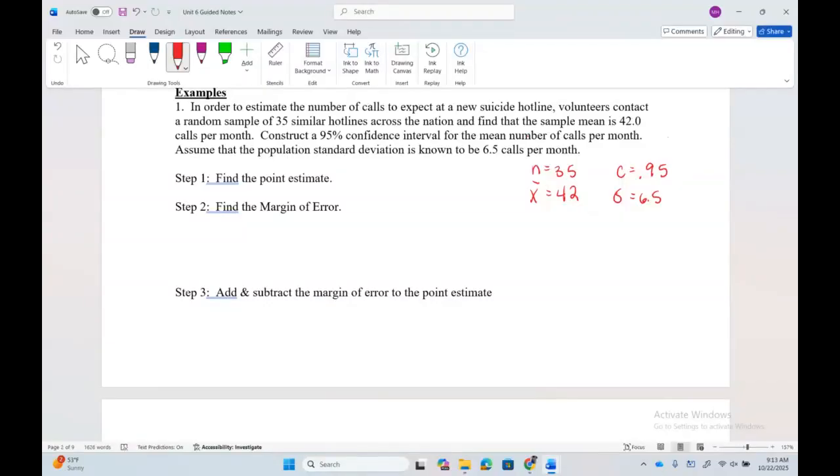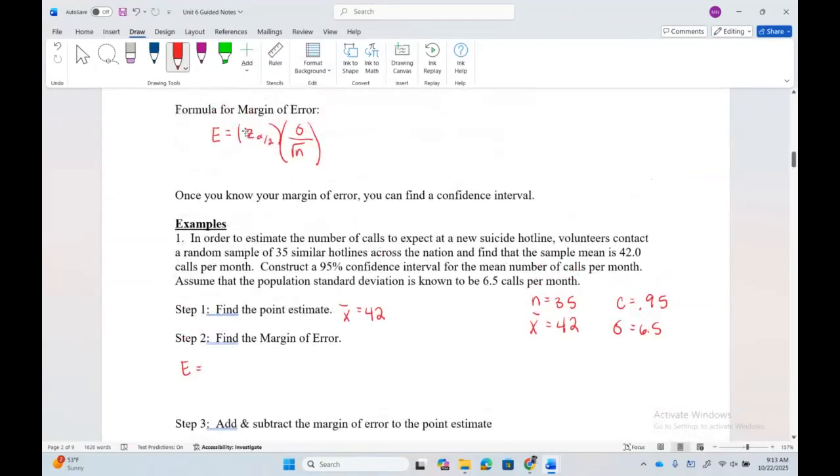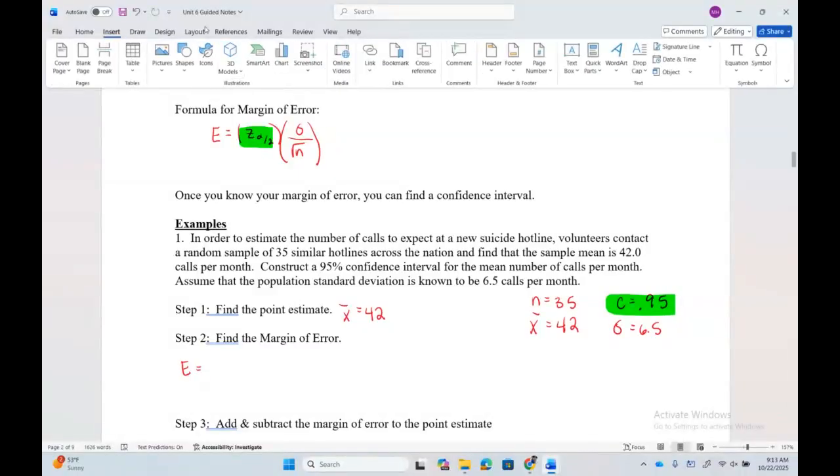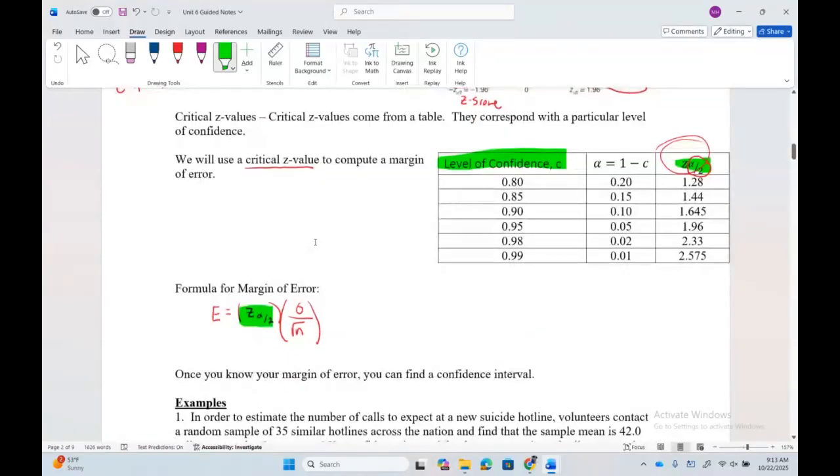All right, so we've gathered this data from this word problem. Find the point estimate. The point estimate right now is our sample mean, which is 42. Find the margin of error. So I'm going to use that formula we have above. Now, here's the deal with that. This formula requires me to have a specific z-score. To find that z-score, I need to look at my level of confidence, which is 0.95. So I'm going to go to my table. Here's my level of confidence, 0.95. There's my alpha, my level of significance. My z-score for this is going to be 1.96.